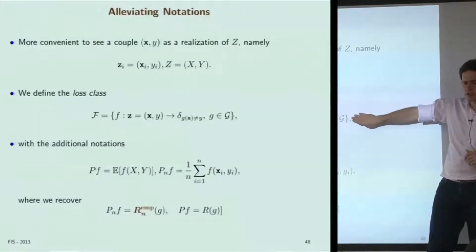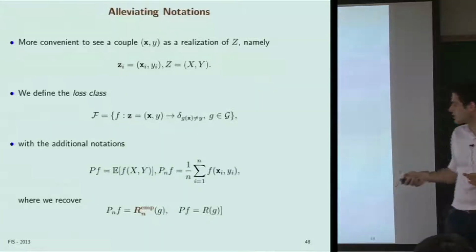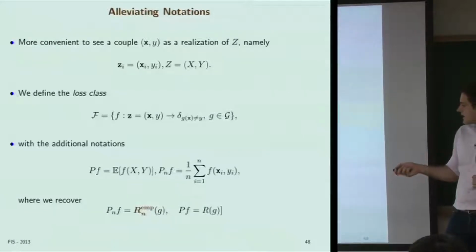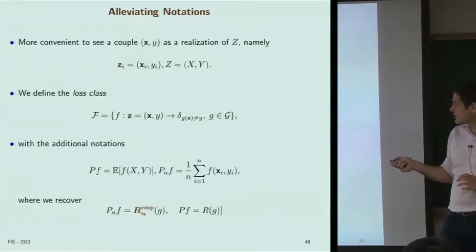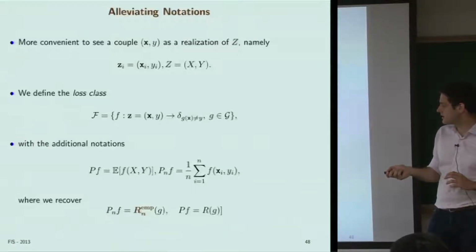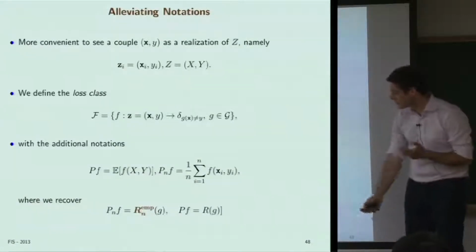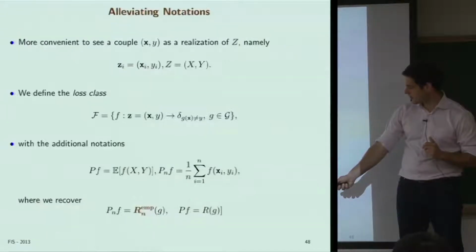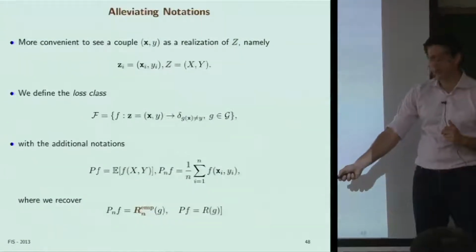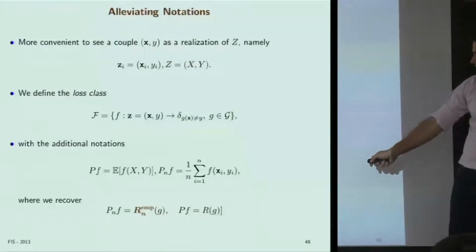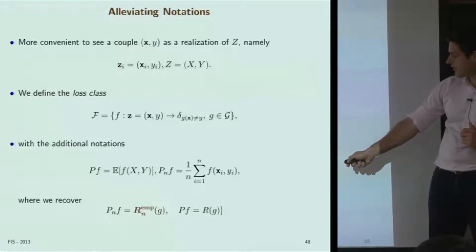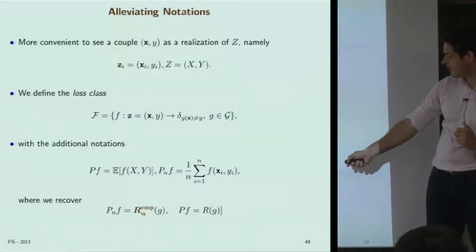So why am I using those notations which are a bit heavier? Well, because I just want to highlight the fact that the loss of a function g can be simply seen as the probability operator applied on f, that is just the expectation of this function f, and that the empirical loss of a function g is simply an empirical operator applied on f. So from now on, it's a bit easier to write the empirical loss of g simply as this operator Pn of f. The operator being just simply computing the value of f at n points xi, yi.